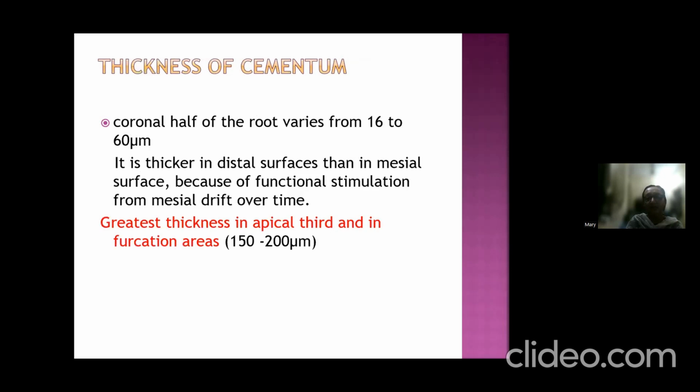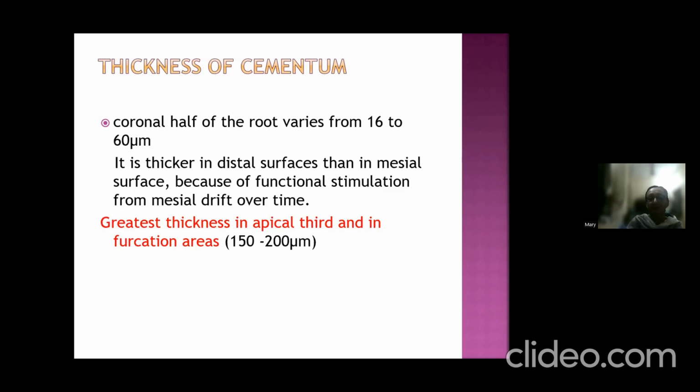Now, thickness of the cementum. In the coronal half of the root, the cementum varies from 16 to 60 micrometers. The deposition of cementum is usually thicker on the distal surface than on the mesial surface. This is mainly because of functional stimulation, as the teeth are in a constant mesial drift over time. And the greatest thickness is seen in the apical third as well as the furcation area, that is 150 to 200 micrometers.